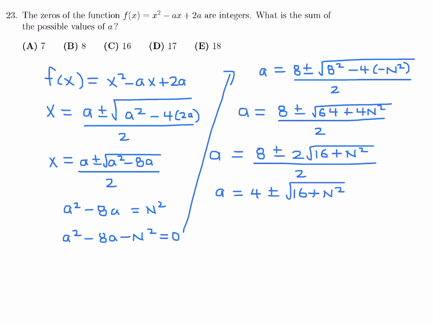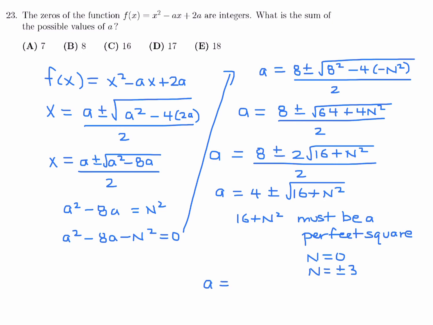So for a to be an integer, that means that 16 plus n squared must be a perfect square. Well, it becomes a perfect square when n is equal to 0 or when n is equal to plus or minus 3. When n is 0, it would become 16, and that is of course a perfect square. When n is plus or minus 3, it would become 25, which is a perfect square.